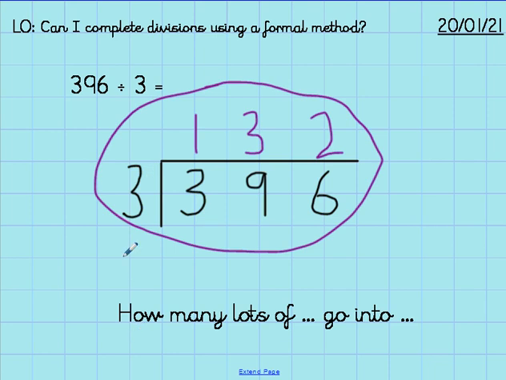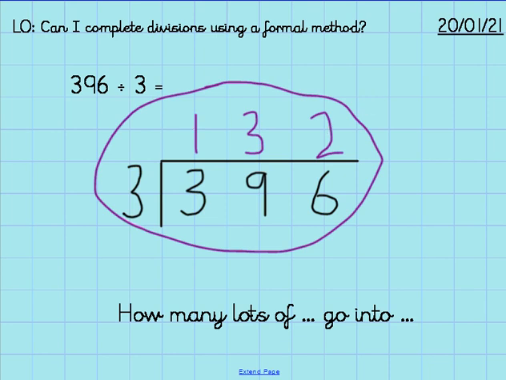We then look at it across and we think, okay, how many lots of 3 go into 3? So there's one lot of 3 that goes into 3. Then we're going to move across. How many lots of 3 go into 9? So 3, 6, 9. 3 lots of 3 go into 9. The answer goes directly above. And then we go to the last one. How many lots of 3 in 6? There are 2 lots of 3 in 6. 3, 6. We've then got our answer at the top.